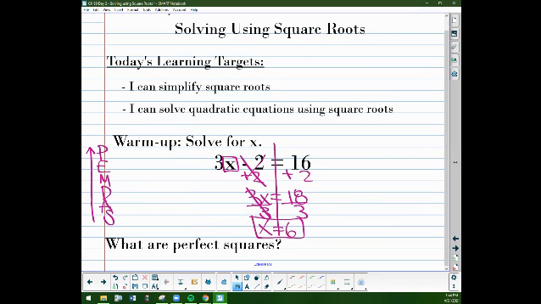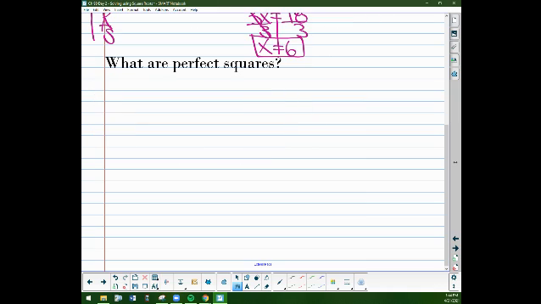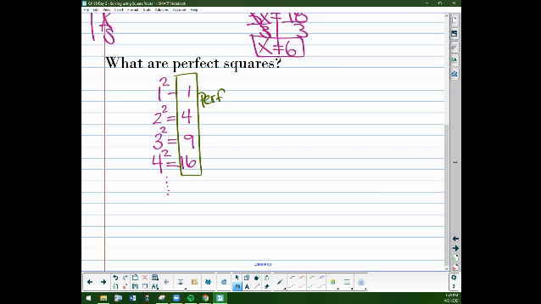All right. So one thing I want to talk about first that's going to help us for today, and moving on tomorrow, is perfect squares. If you remember, perfect squares: 1 squared is 1, 2 squared is 4, 3 squared is 9, and 4 squared is 16, and so forth. These are the perfect squares. So 1, 4, 9, 16, and so forth.